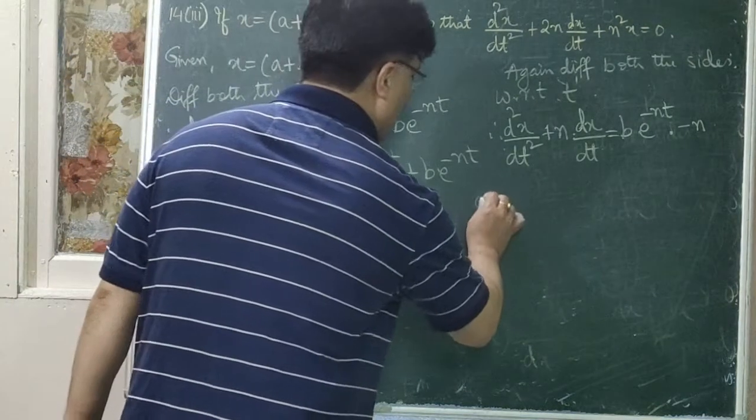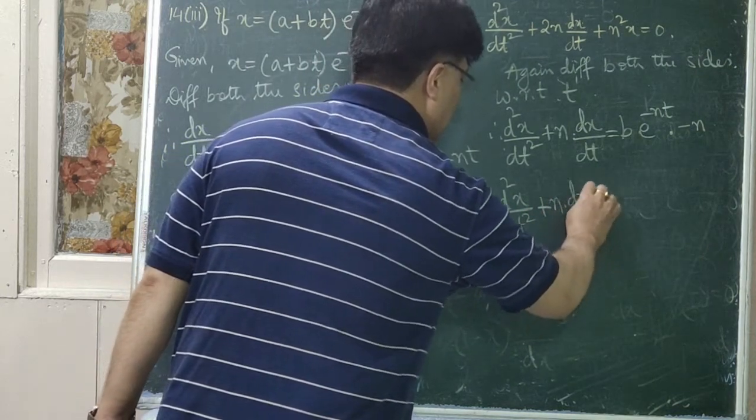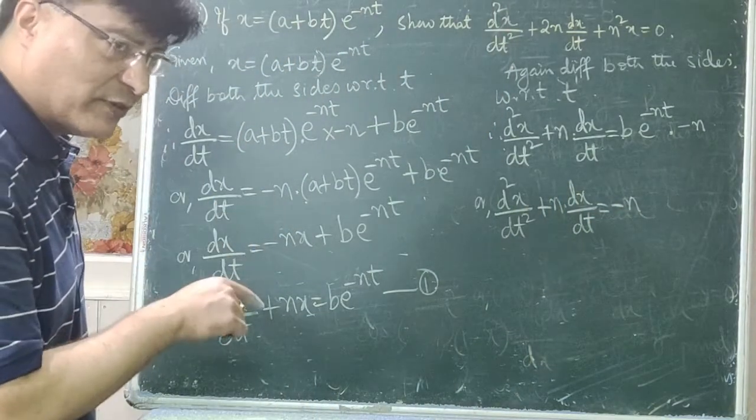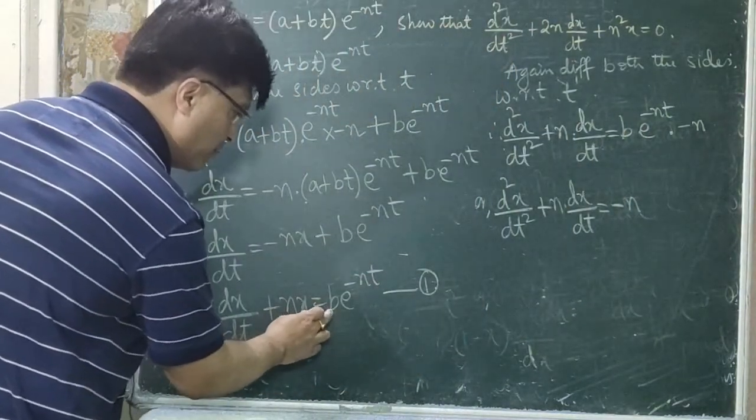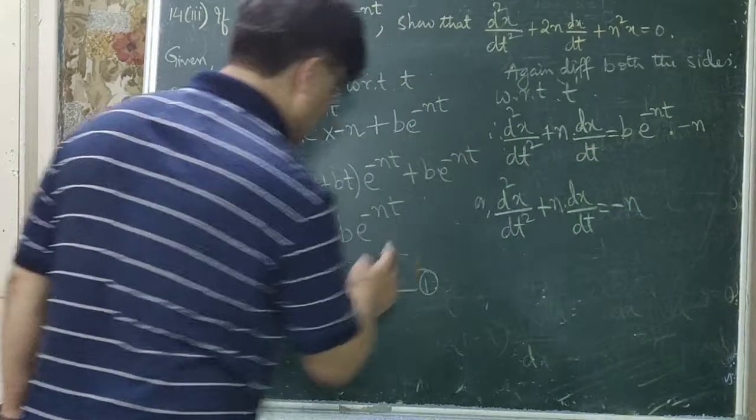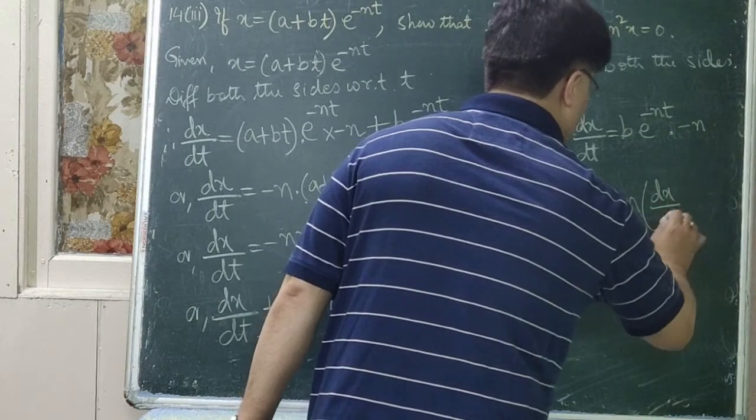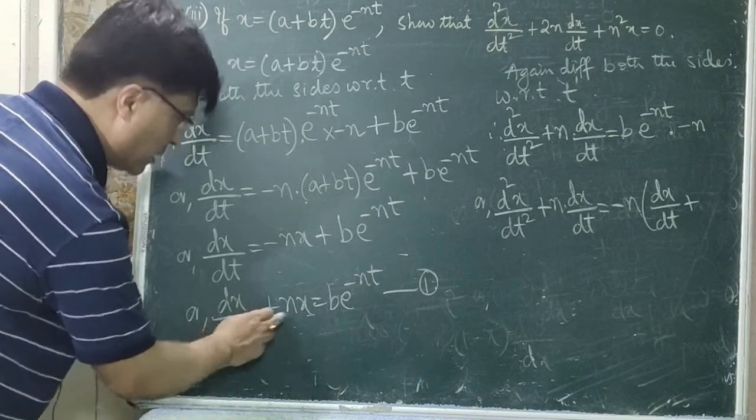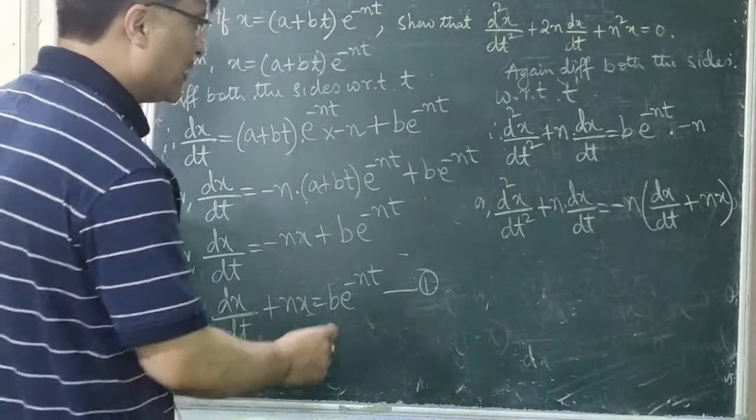Okay, so now it is d2x by dt square plus n into dx by dt is equal to, right, minus n first. Minus n is written first. Then what is the value for b e to the power minus nt from 1? It is dx by dt plus nx. So instead of b e to the power minus nt, you can write dx by dt plus nx. So within bracket dx by dt plus nx. Is that clear now? So let's simplify it now.